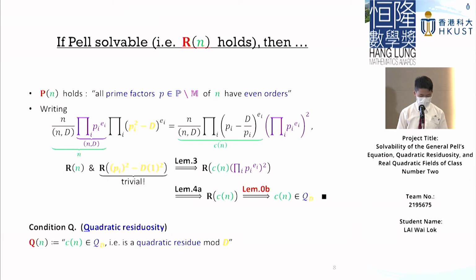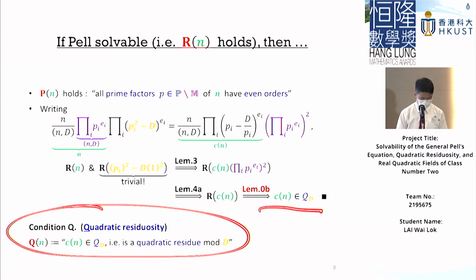Starting over again, the common prime factors of n and d can be used to construct this multiple of n. Given Rn, and as R of p squared minus d holds trivially for each p, by lemma 3, R of this multiple holds as well. Rearranging it as this right-hand side, one can drop the purple part using lemma 4a, leaving only the green part Cn, of which R holds. Then Cn will be a quadratic residue modulo d, and I call this result condition Qn.